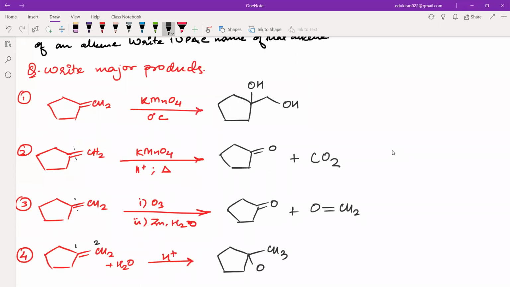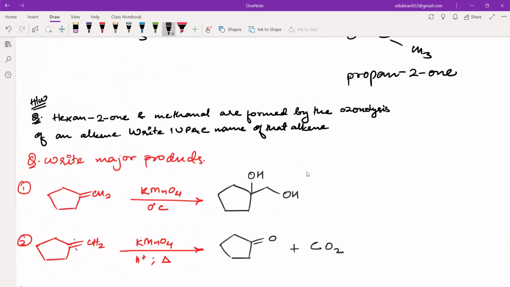I hope you have got these problems, yes or no? Hamza and Hiba, please check your answers now. Did you do these problems? Yes, sir. I got all correct. Okay. What about this one? Did you do this? Hexane 2,1 plus and methanol? No, sir. I didn't see this one.